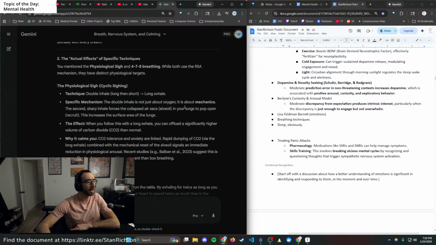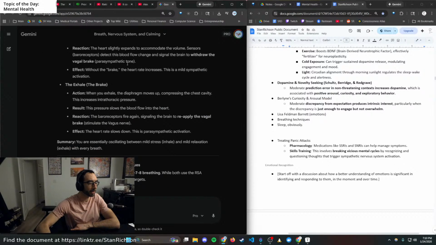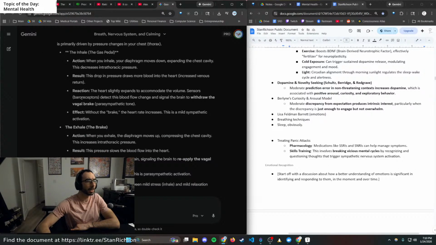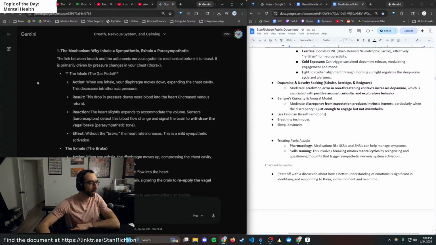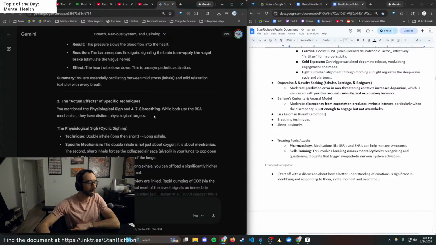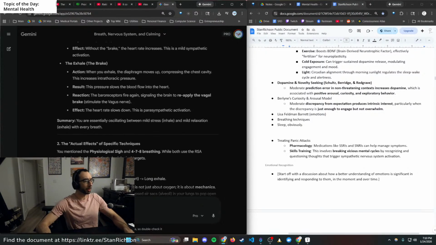The double inhale is not just about oxygen, it's about mechanics. I'm assuming that this isn't necessarily just about oxygen. It's leveraging the stuff that we just talked about. Actually, you know what? I did not know about the heart thing. I knew about this, but I didn't know about the heart stuff, so that was good to know that there's that type of reaction.